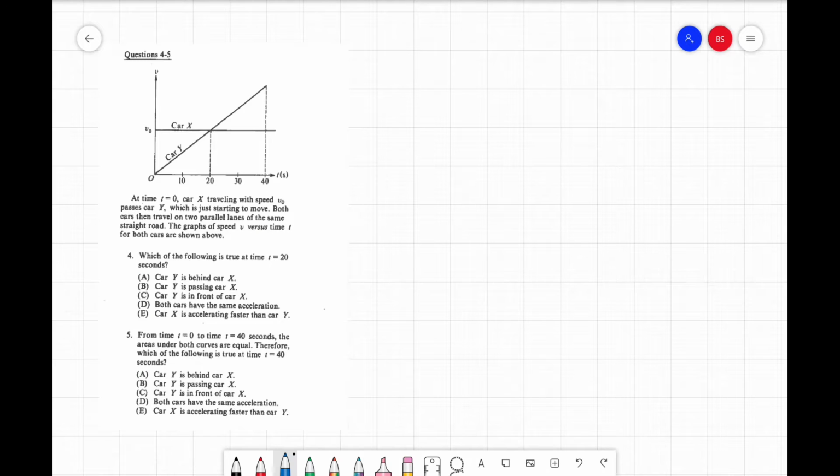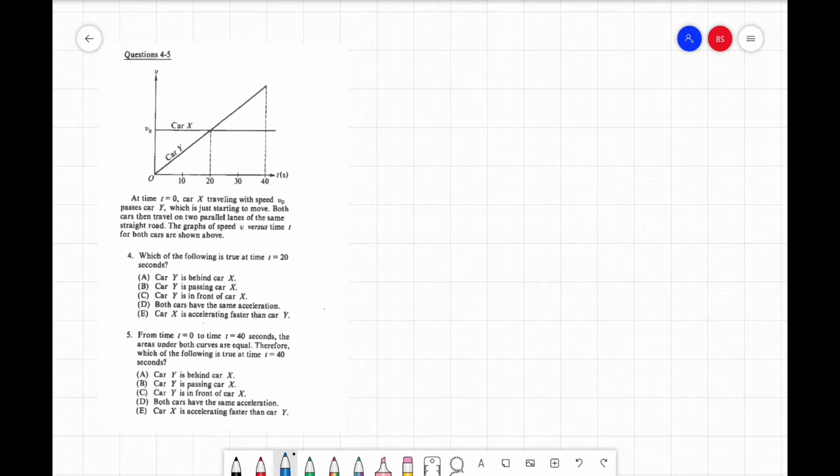In this problem, we are given the velocity time graph of two cars, car X and car Y, and we are given that car X, which is traveling at a velocity of v0, just passes car Y, which is starting to move. And we need to find out which of the following is true at time t equal to 20 seconds. Now, if you look at all of the options, you'll see that options A, B, and C are all related to the distance, and options D and E are related to the acceleration.